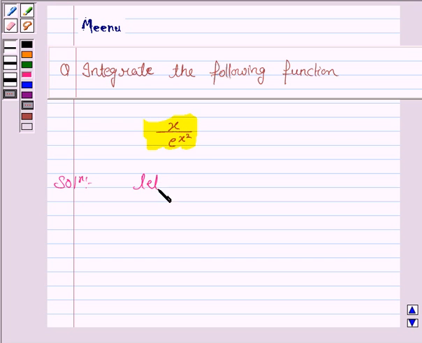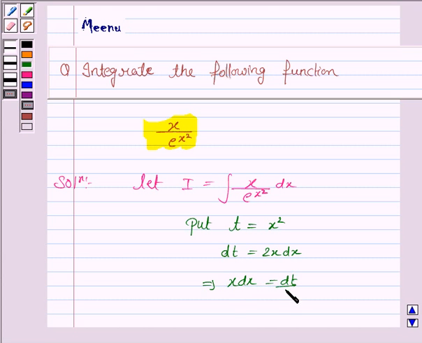And let I be the integral x upon e to the power x square dx. Now we see that the derivative of x square is 2x, which contains x. So we put t equal to x square. So dt is equal to 2x dx, and this implies x dx is equal to dt by 2.